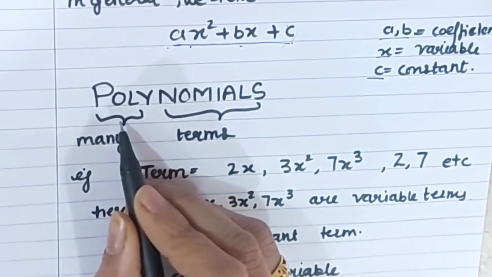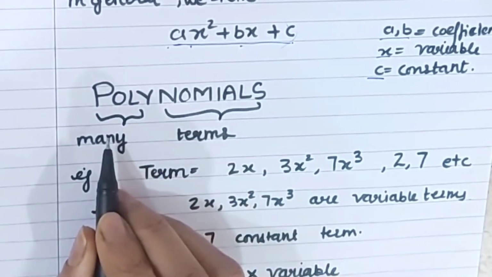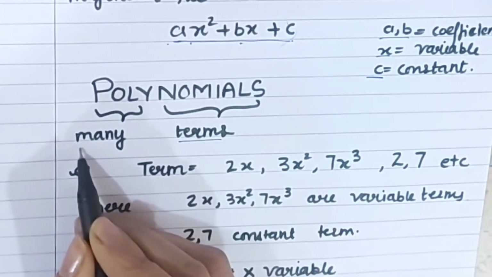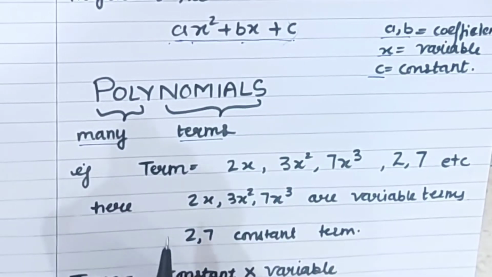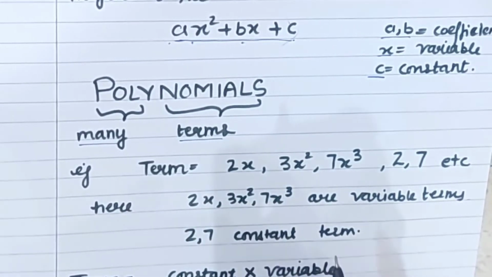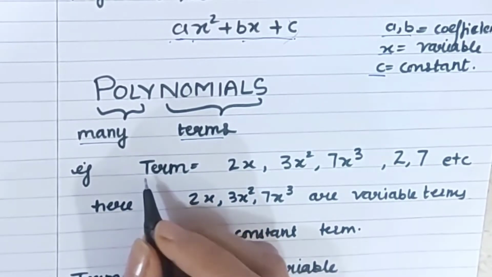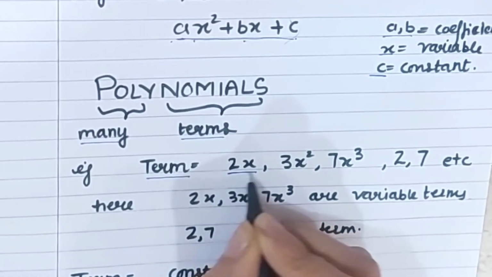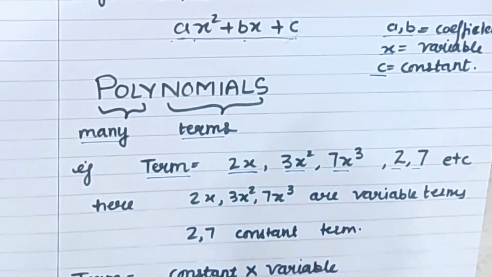Now we'll talk about polynomials. First of all, we should know the meaning of polynomial. Poly means many and nomial means terms. So a polynomial constitutes many terms, a collection of many terms. It can be 1, it can be 2, it can be 3 and so on. For example, if we take the terms 2x, 3x square, 7x cube, these are all one term.